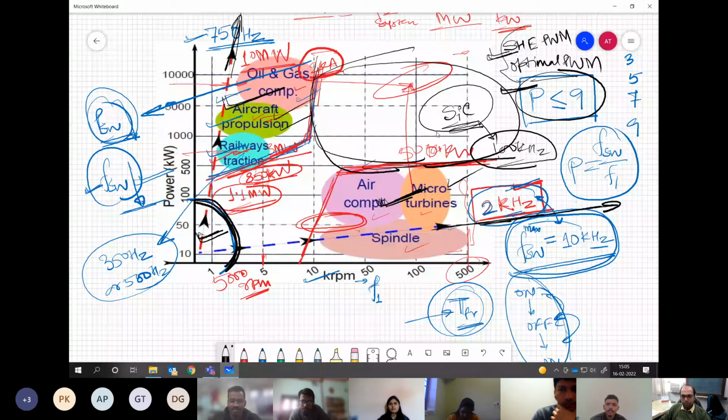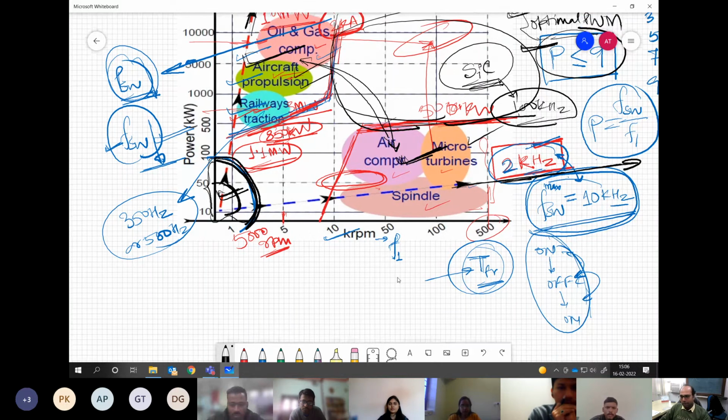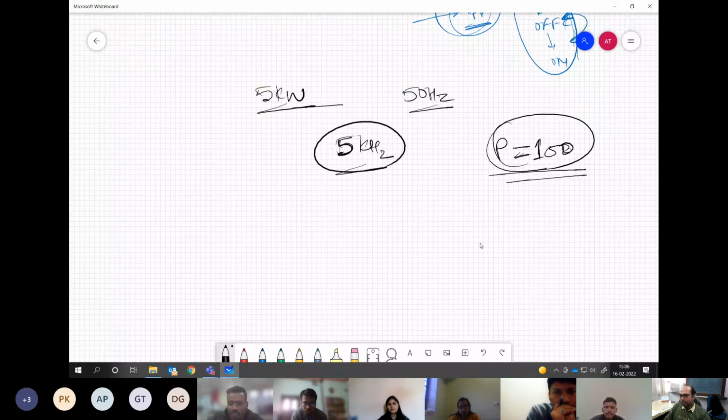Good. Yes. So apart from all this, whatever I have drawn here, this big zones, whenever you have power levels restricted within say 5-10 kilowatt or 20 kilowatt, maybe smaller box I can draw, and normal fundamental frequency 50 hertz, 60 hertz, even 100 hertz, that's also fine. You can go for pulse numbers which are higher. And then actually we need not go for the PWM techniques like SHE PWM or optimal PWM. We may have something better. Correct. Better in terms of the waveform quality.